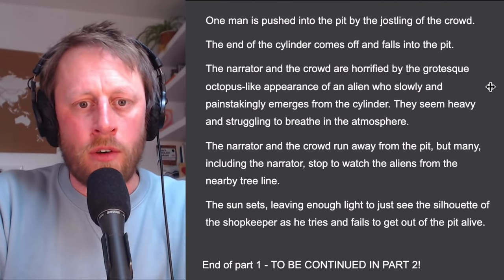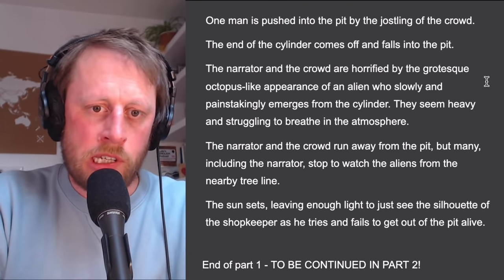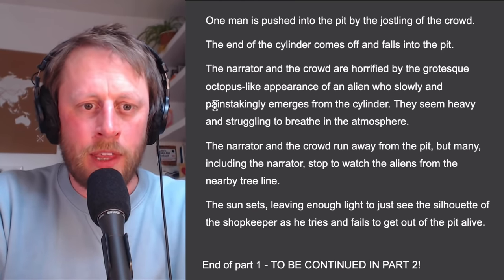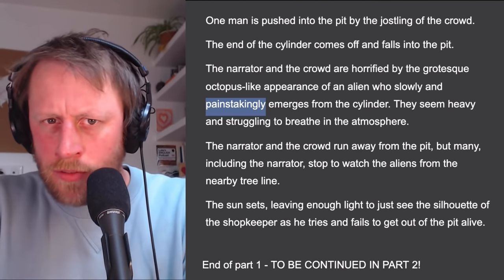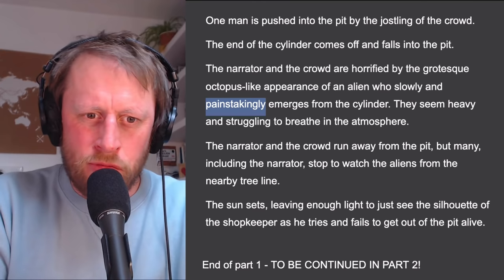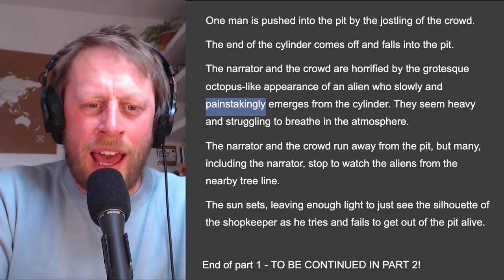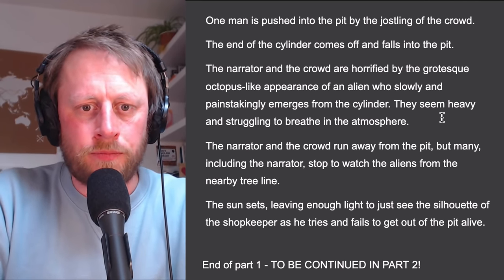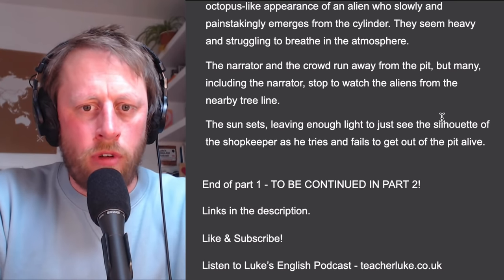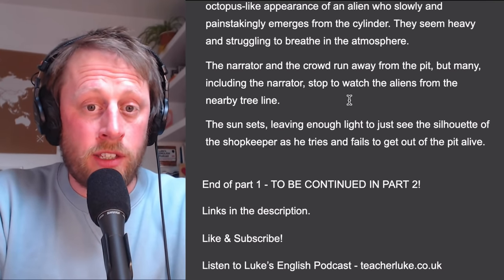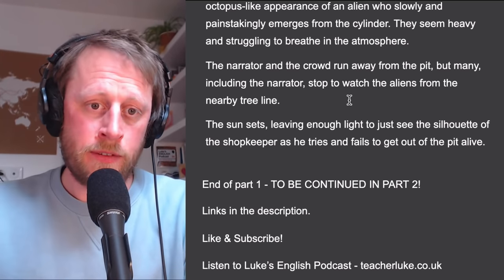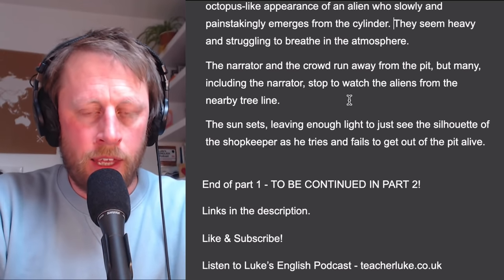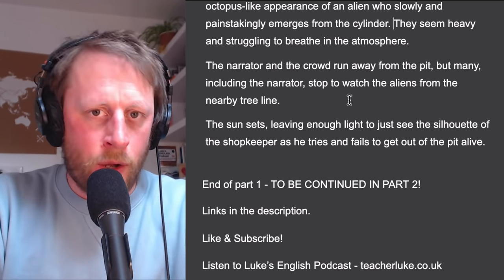The narrator and the crowd are horrified by the grotesque, octopus-like appearance of an alien who slowly and painstakingly emerges from the cylinder. Painstakingly. Slowly, carefully, taking a lot of effort to get things right. With some painful effort, it emerges from the cylinder. They seem heavy and struggling to breathe in the atmosphere. The narrator and the crowd run away from the pit, but many, including the narrator, stop to watch the aliens from a nearby tree line. The sun sets, leaving enough light to just see the silhouette of the shopkeeper as he tries and fails to get out of the pit alive.